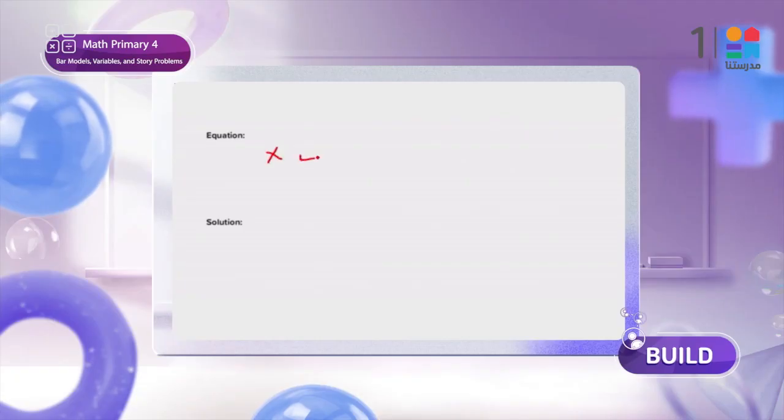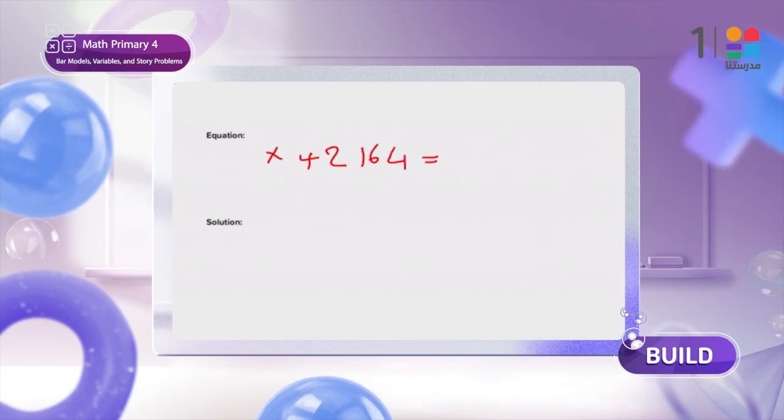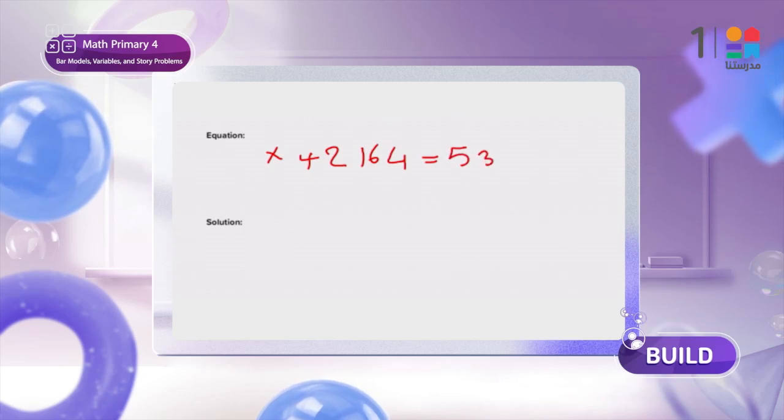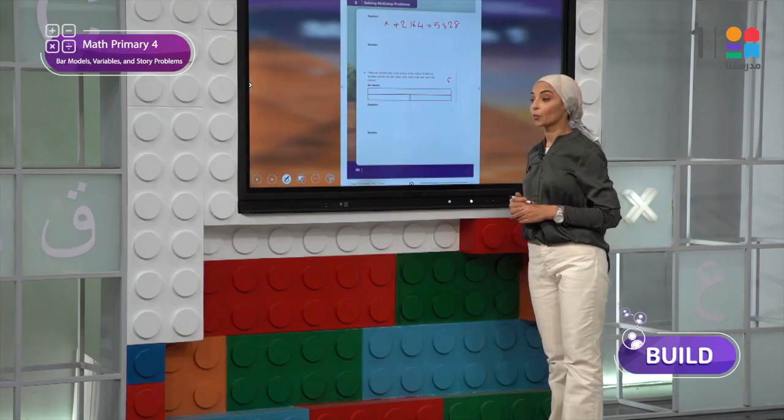X plus 2,164 equals 5,328. Yes, it is right. Now, can someone else tell me another equation?